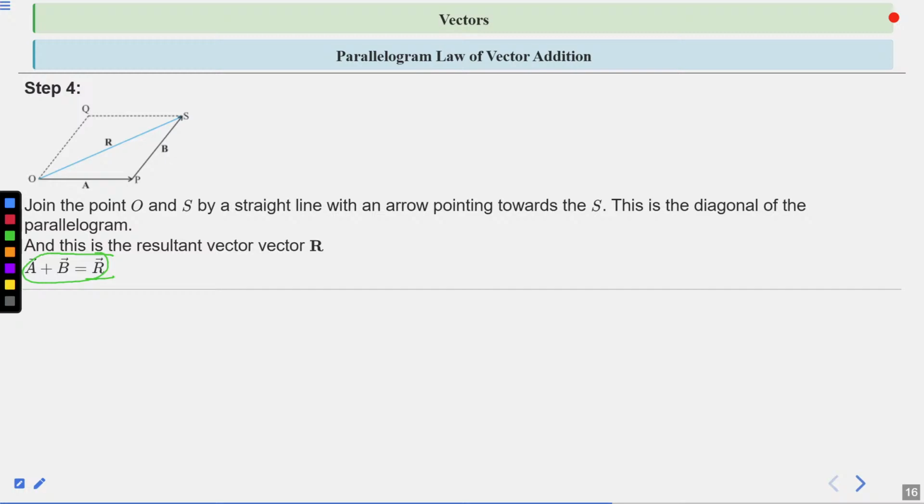Now in the next step, look at here, OQ and PS both are parallel, yes or no? Similarly, OP and QS are parallel, yes or no? So it means if we substitute the OQ vector with the PS vector, in that case it becomes a triangle.